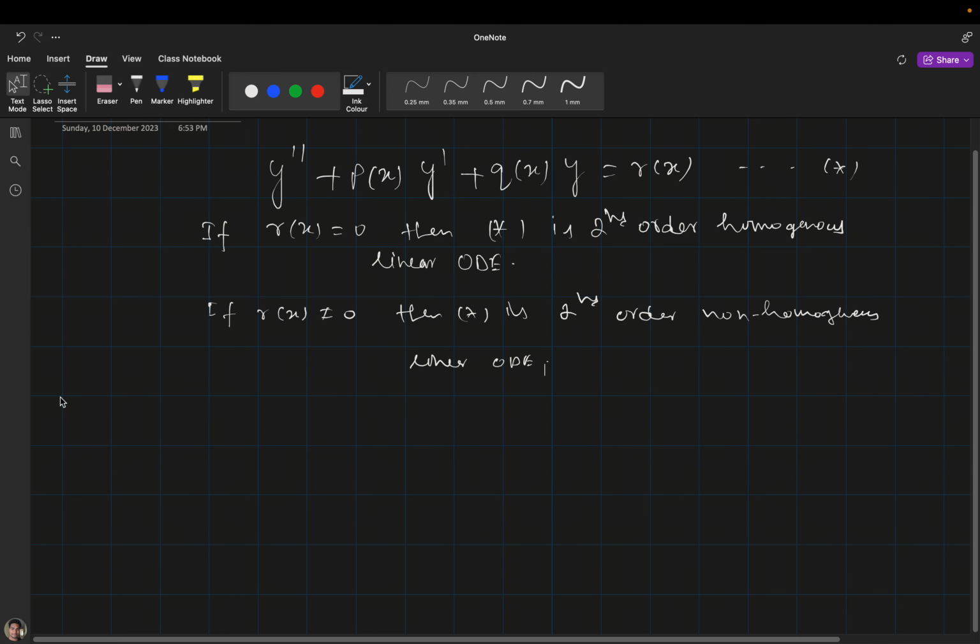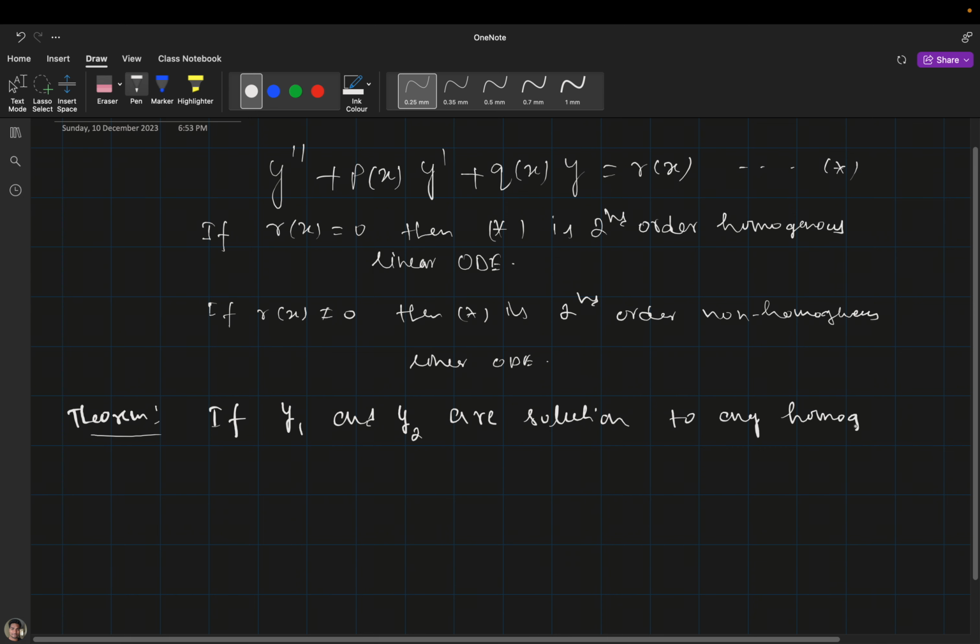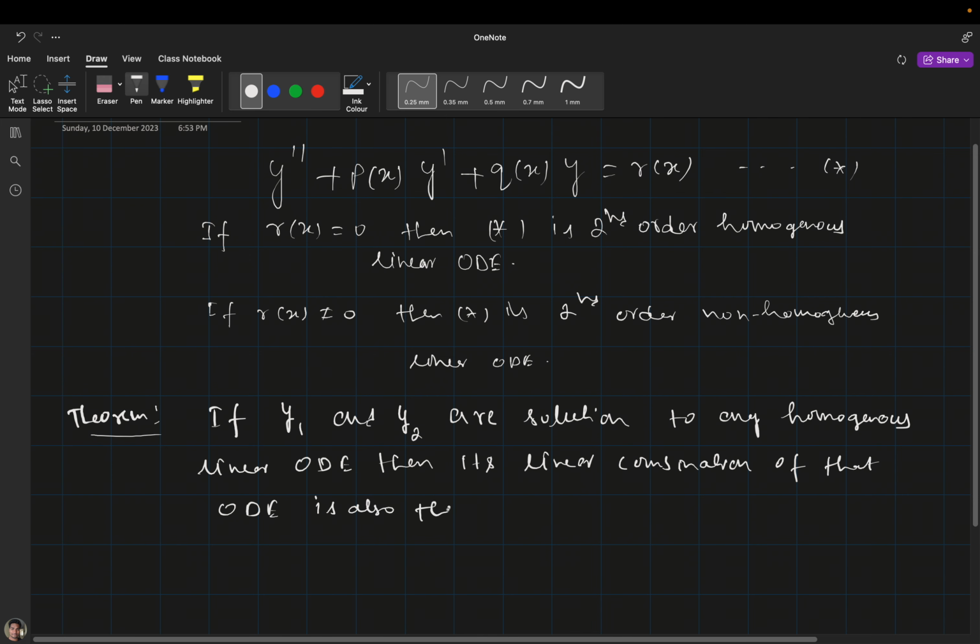Okay, so there is a theorem. It says if y1 and y2 are solutions to any homogeneous linear ODE, then their linear combination is also a solution of that ODE.